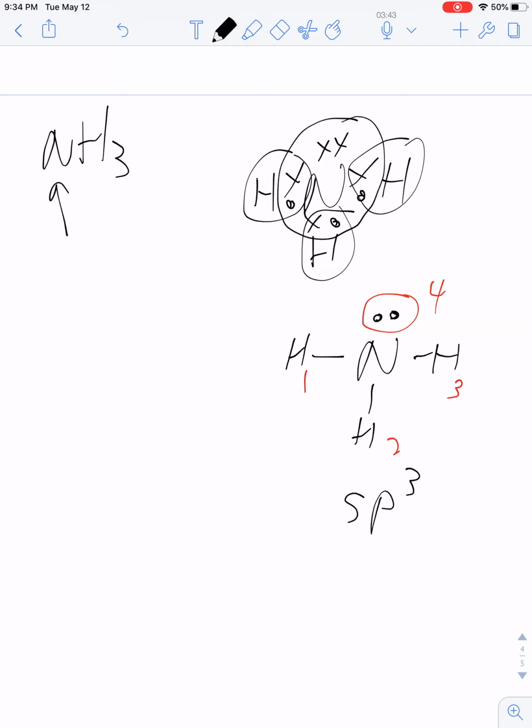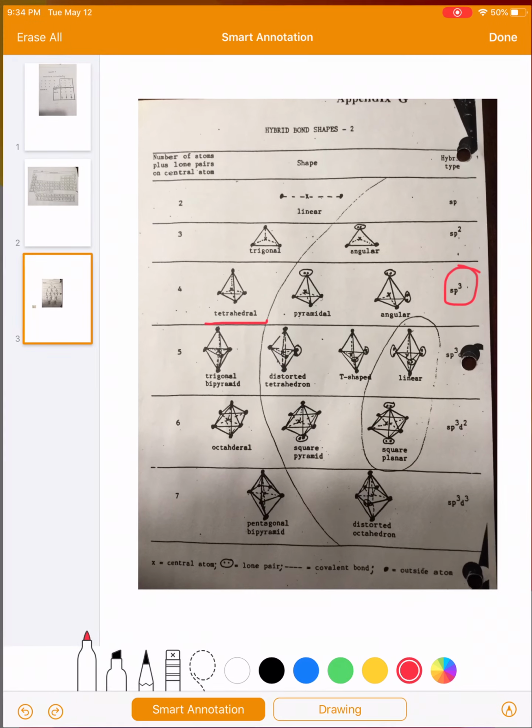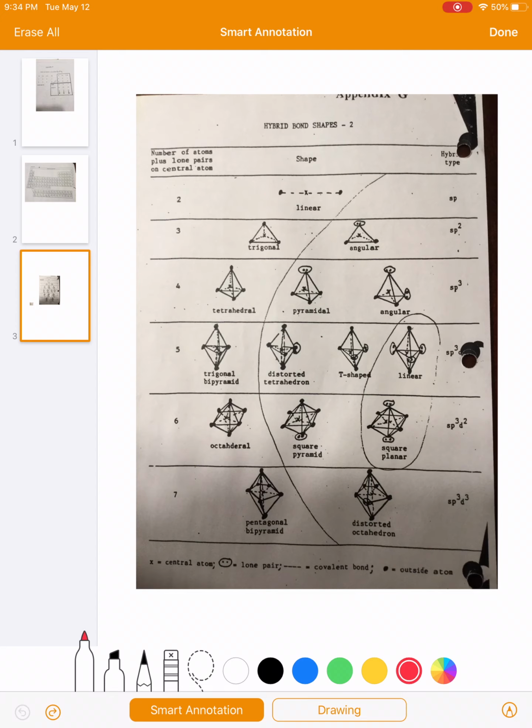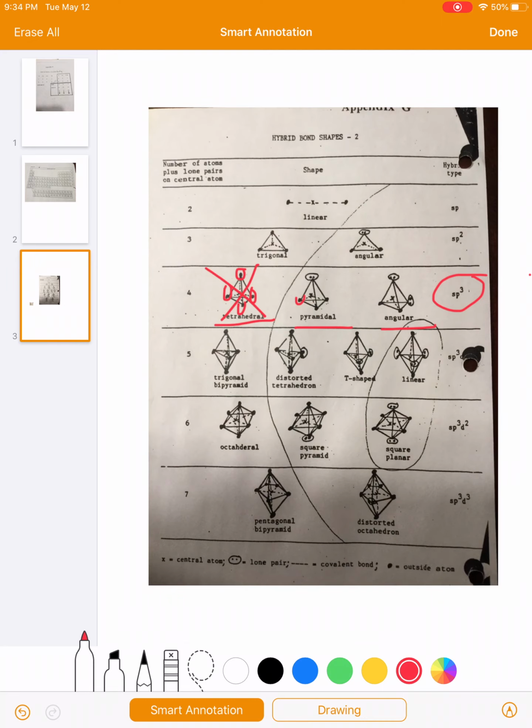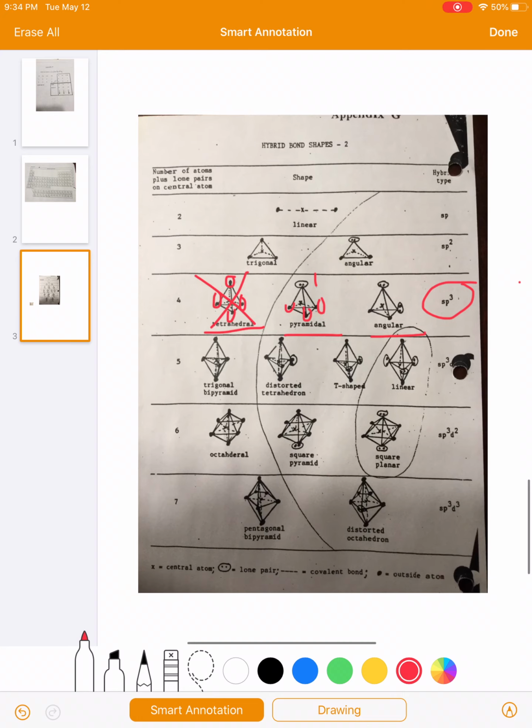We then go to the appendix G. We are still in sp3, which means we have 1, 2, 3 choices. But we don't have 4 atoms, but we do have 3 atoms and 1 lone pair. So the correct shape is going to be pyramidal. So what does this look like in 3 dimensions?